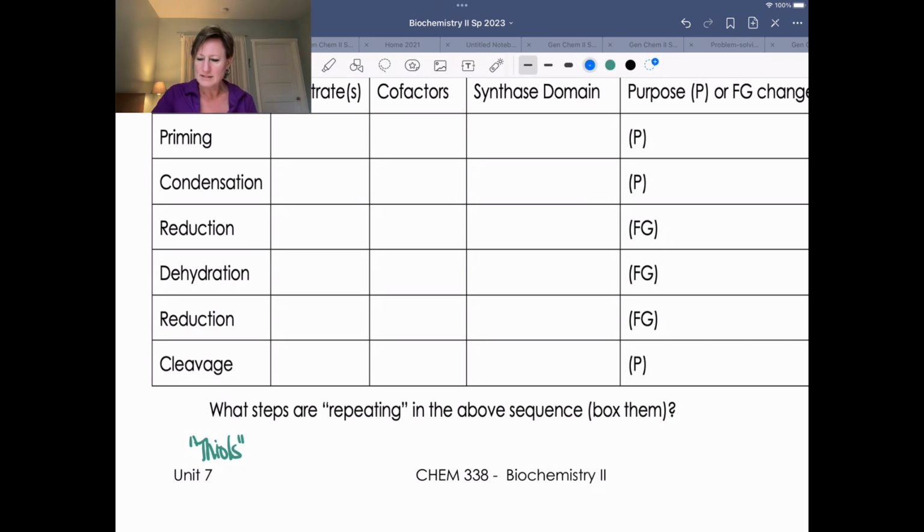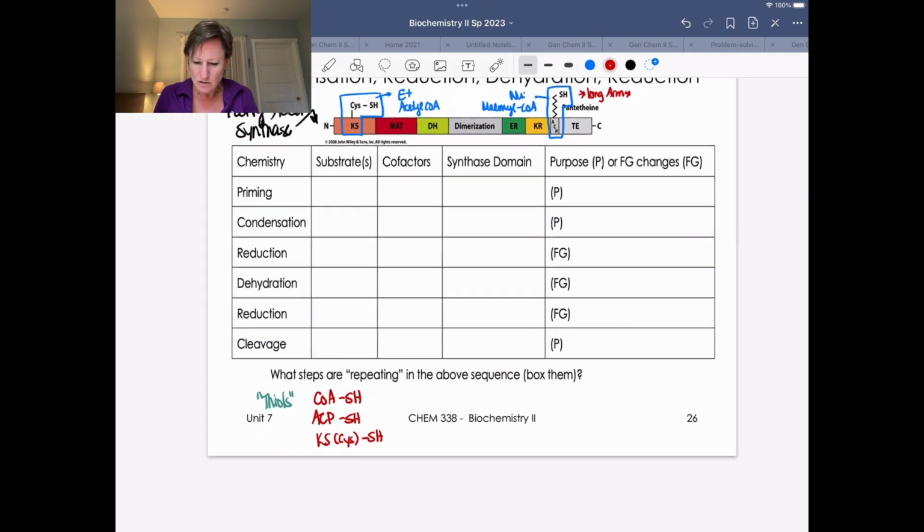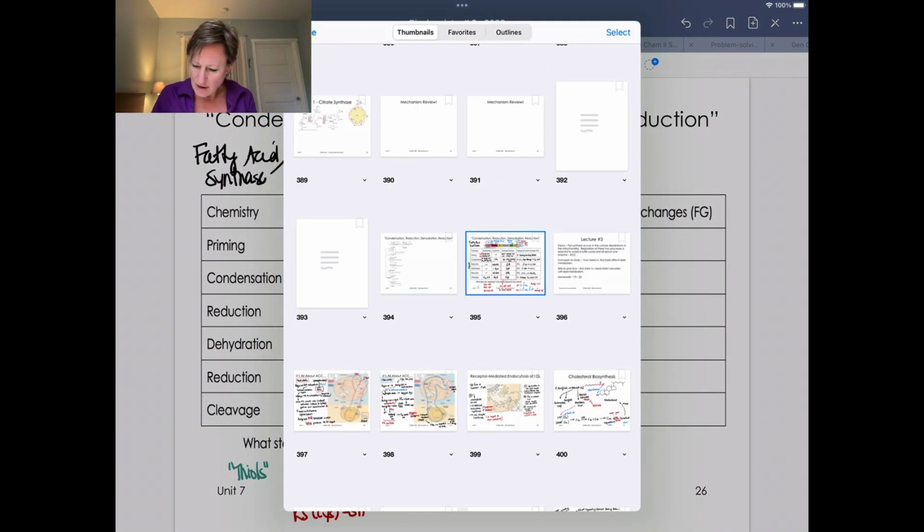Okay, 3 places that we're going to see thiols here. We're going to see CoA has a thiol group. Acyl carrier protein has a thiol group, and then our Ks protein is going to have, via a cysteine residue, a thiol group.